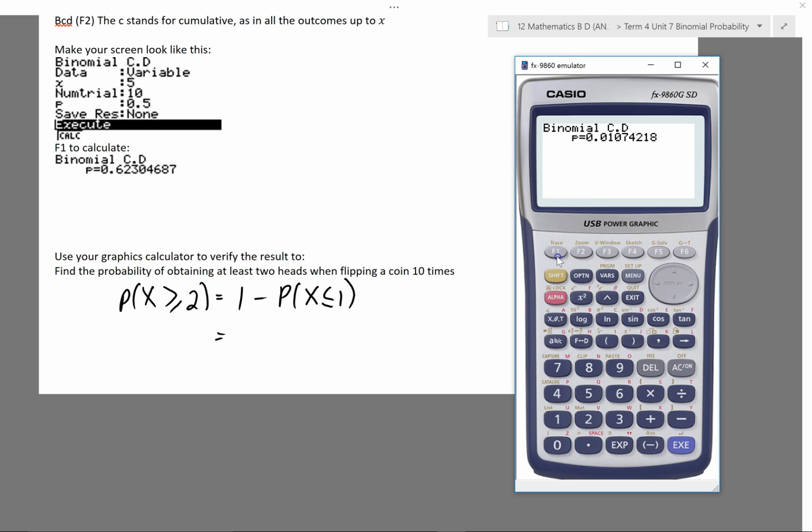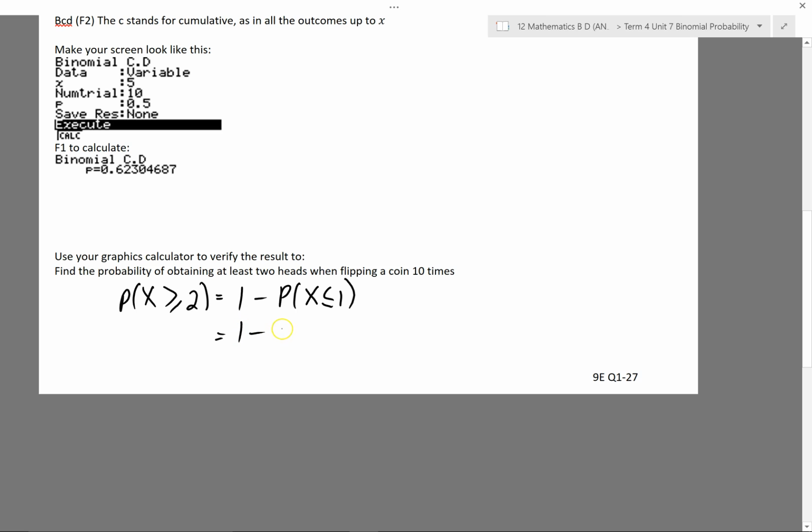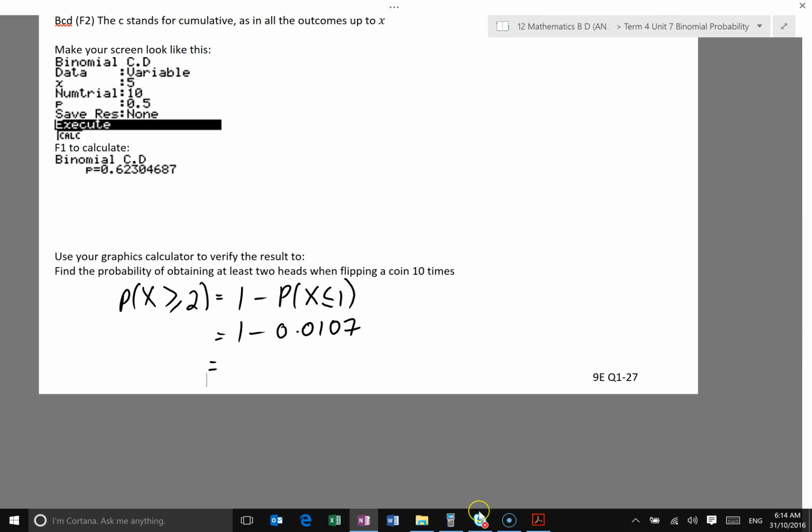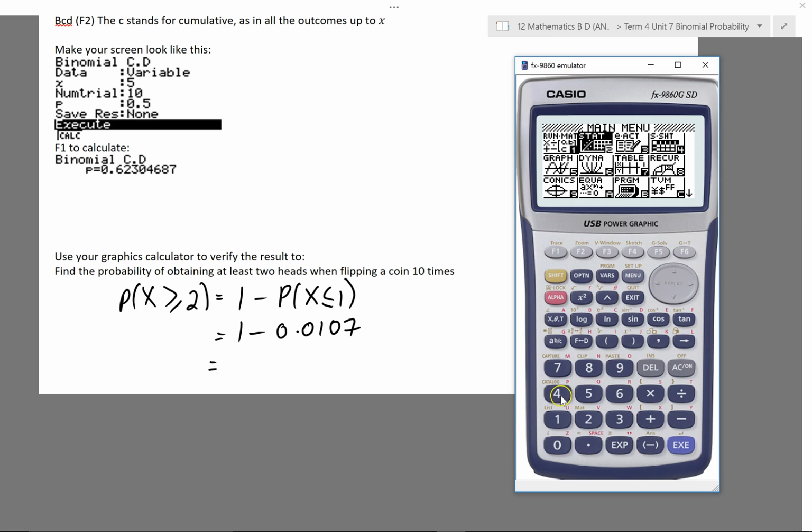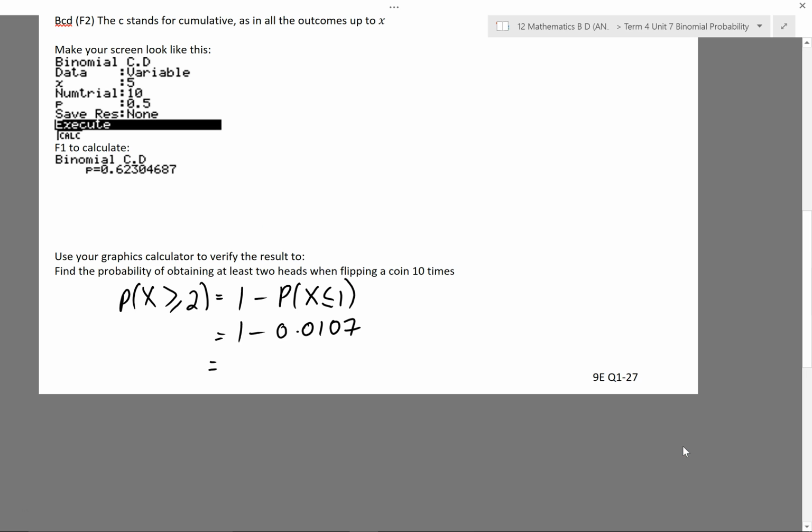I would put this into my calculator with a 1 here. Lots of clicking. I get 0.0107. Okay, and subtracting here gets me my 0.989, just like I got when I did it directly. Okay, so the graphics calculator will really help you out here. If you have to do more than, say, 2 or 3 probabilities, do it on your graphics calculator. Okay, there's a whole heap of questions for you to practice.